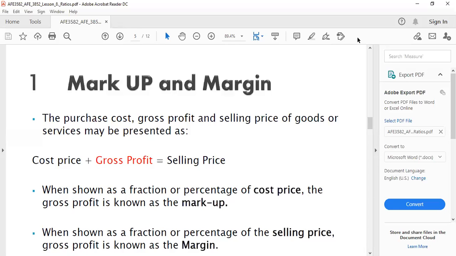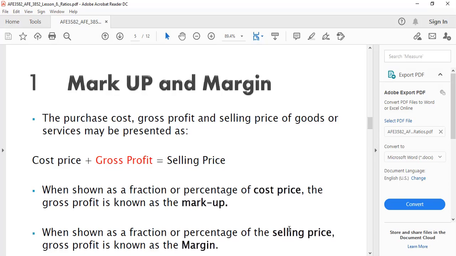So the shoes cost $50, and then you decide, okay, let me add $30. So that $30 is your gross profit. Meaning now 50 plus $30 will give you $80. So when you're going to sell the shoes, you will sell them for $80, and that will be the selling price. That's why we have an equation here: cost price or cost of sales plus gross profit will give you your selling price or your sales.